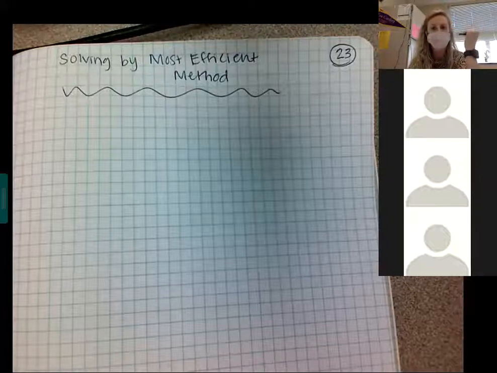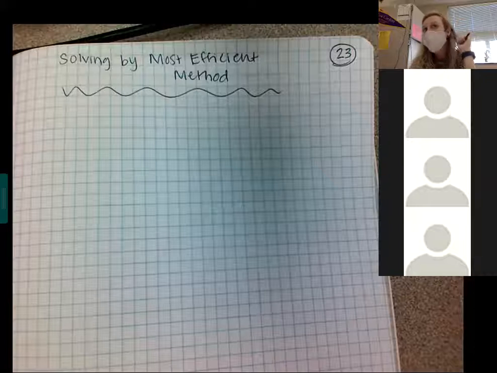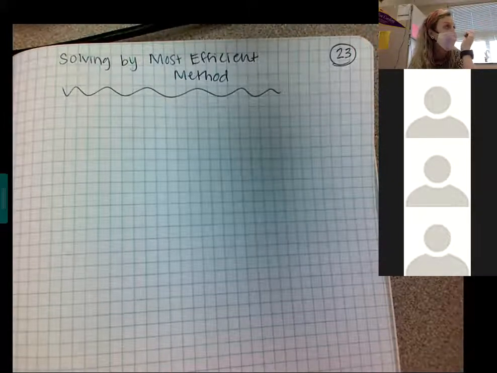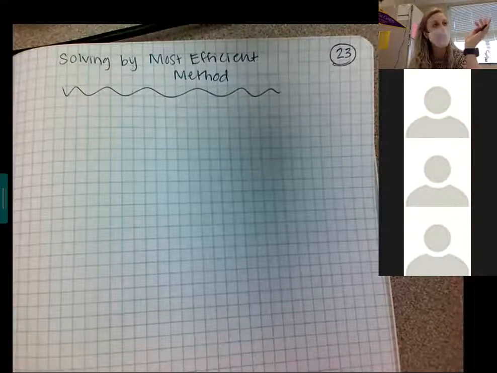All right, what are your 4 solving methods? Just start naming them. Square root method, good. Completing the square. Yeah, completing the square. And then quadratic formula, where you find the discriminant and plug it into our song. Good. Factoring.